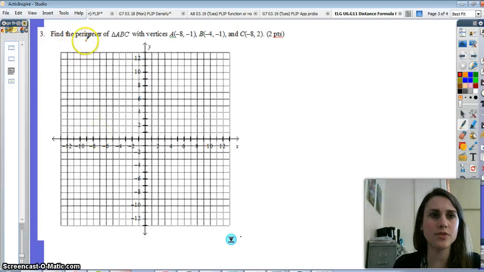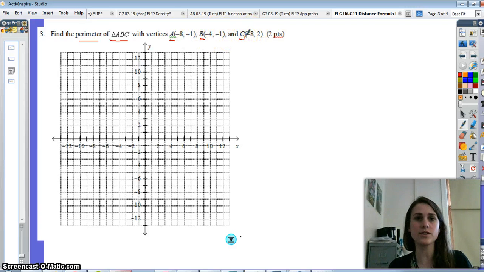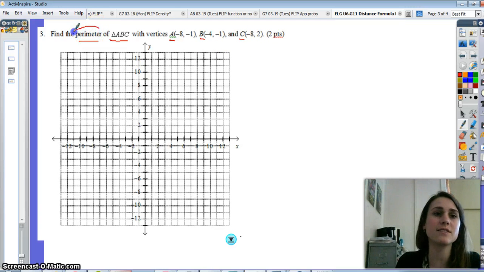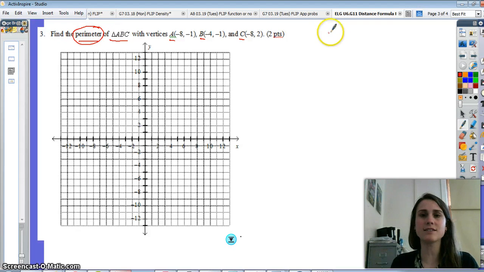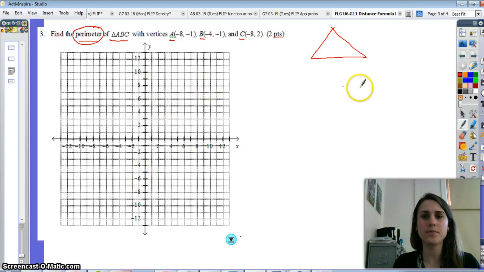Cool, so question number 3 is asking us to find the perimeter of triangle ABC with the vertices A, B, and C, and they give us the coordinates of each of these vertices, or corners of the triangle. I'm being asked to find the perimeter of the triangle, so I know that I'm going to be asked to find the distance around some triangle once I plot it on here. So let's plot this triangle.